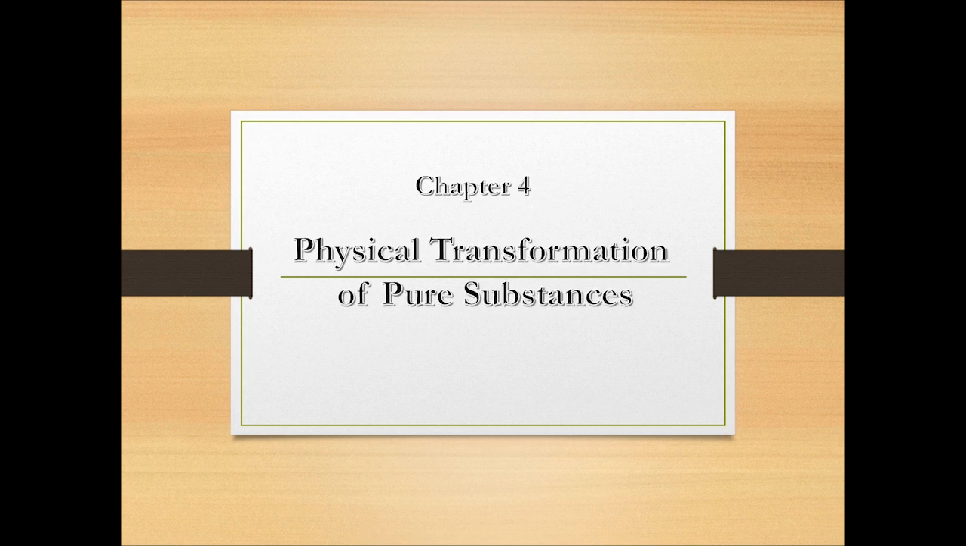The physical transformation of a pure substance refers to a change in the physical state of a pure substance without altering its chemical composition. This is also known as a phase change. Examples include the solid to liquid transition, called melting, the liquid to gas transition, called vaporization, the solid to gas transition, called sublimation, and various types of solid to solid phase transitions.